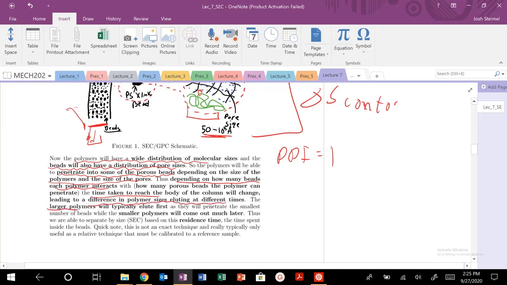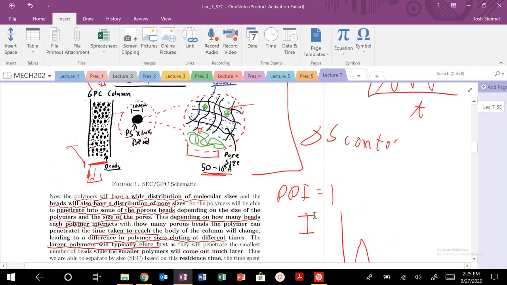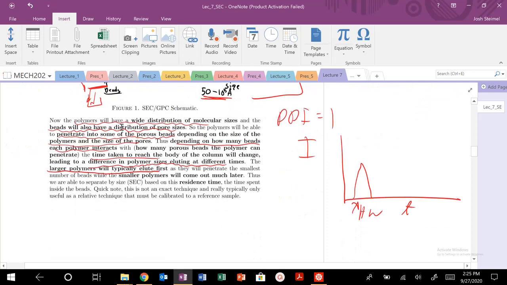So larger polymers are going to escape first. So in our plot of intensity versus time, the first peak is your highest molecular weight polymer. Why is that? Well, it's the largest polymer, right? High molecular weight, we know that N scales proportionally to molecular weight. High molecular weight means large polymer chains. Large polymer chains aren't going to interact with all these different pores. They're only going to be able to interact with the largest pores. So they're going to skip interacting with some of these beads and just flow straight down. So you'll see that curve first.